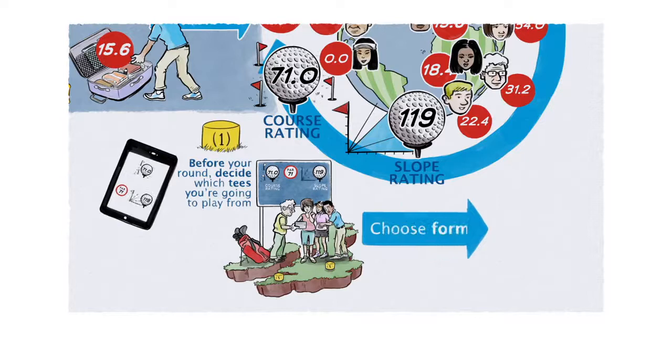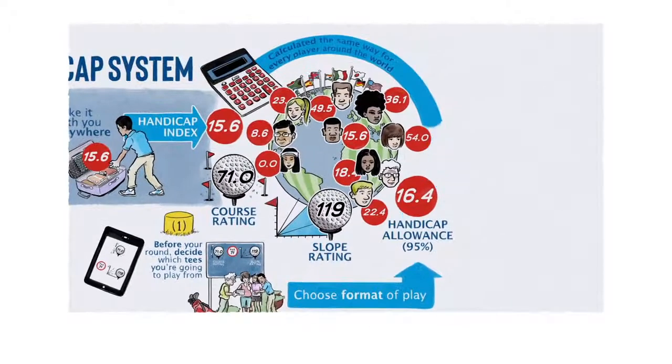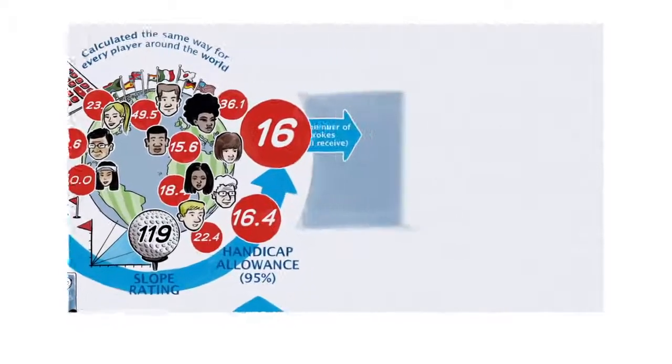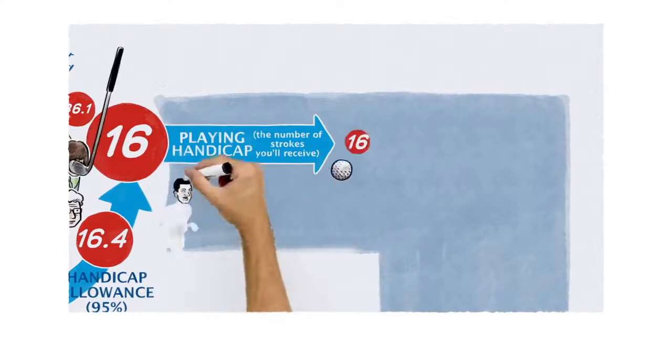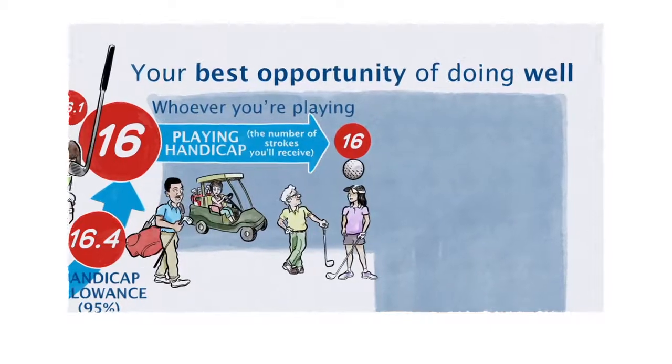Next, decide the format of play. This will determine the handicap allowance you will be given. Together, the course rating, slope rating and handicap allowance convert your handicap index into a playing handicap, representing the number of strokes you'll receive for the round, providing you the best opportunity of doing well, whoever you're playing.